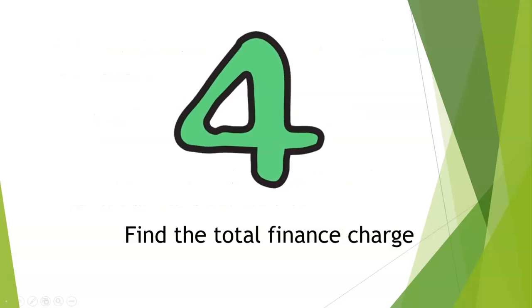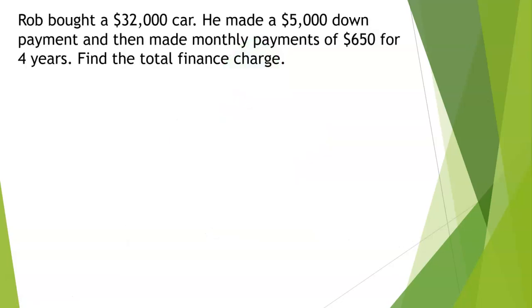At number 4, we have finding the total finance charge. Rob bought a $32,000 car. He made a $5,000 down payment, and then he made monthly payments of $650 for 4 years. Find the total finance charge.